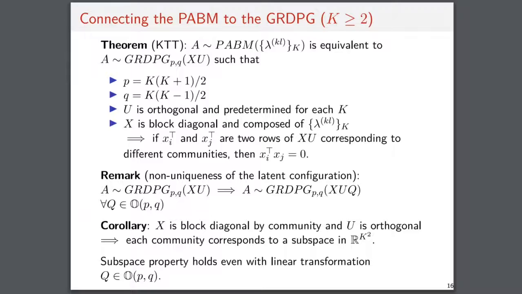So while our canonical latent configuration for the PABM is not the only latent configuration, all latent configurations that induce the PABM consist of subspaces with one community per subspace. Furthermore, we were able to construct a type of adjacency spectral embedding that enforces orthogonality between subspaces, the details of which we omit in this presentation.